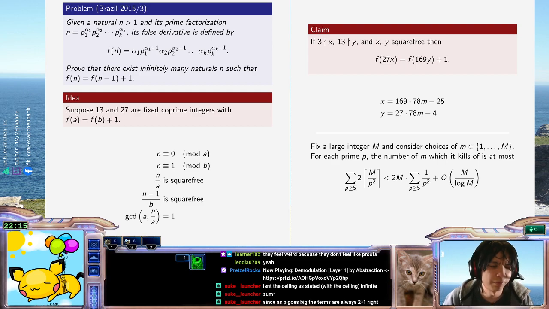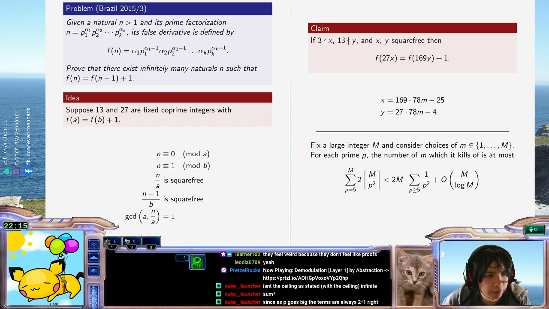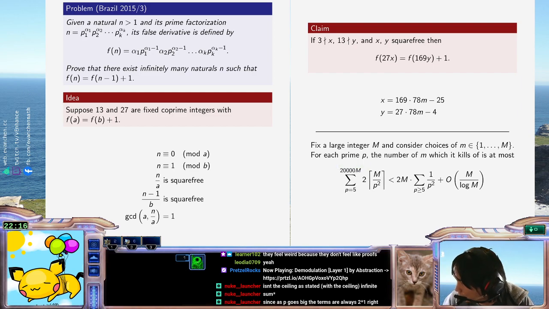Is it enough to do it from 5 to m? No, sorry. I need to go all the way up to... So how big do these numbers get? They are all less than like 20,000 m. So let's just do that. 20,000 capital M. That's the largest: any prime that's bigger than 20,000 m will not divide either x or y.